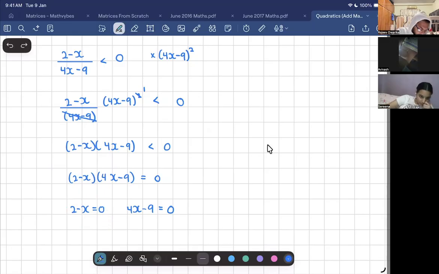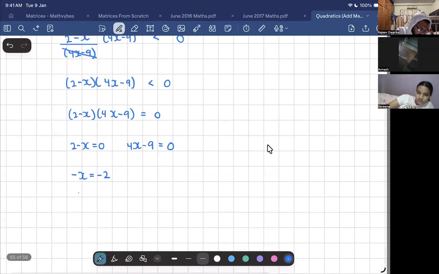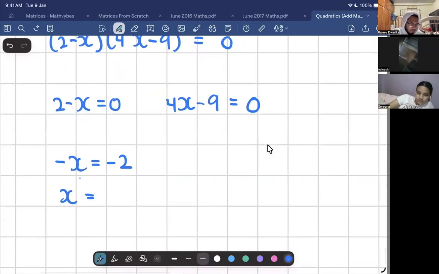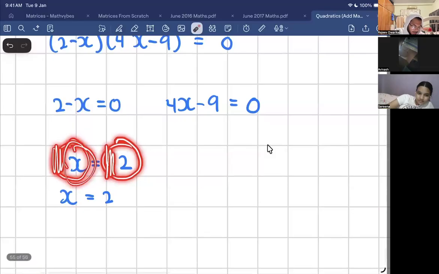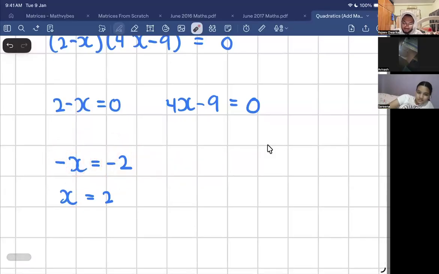Move across the 2. Yeah, if I move across the 2, what is that going to turn to? Negative 2, right. So x is equal to? Negative 2. So I have negative x equals negative 2. I'm not sure if you all notice this, but negative x, negative 2. If you figure that out.